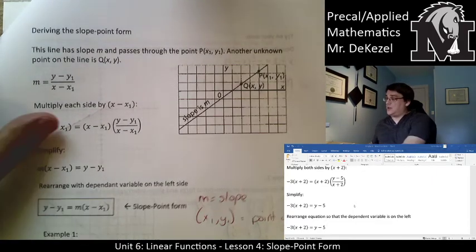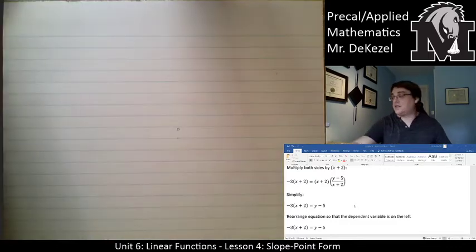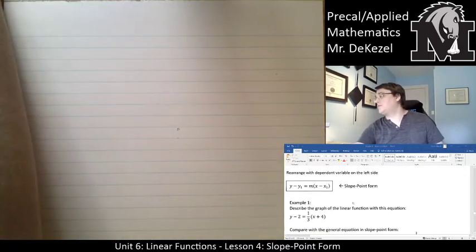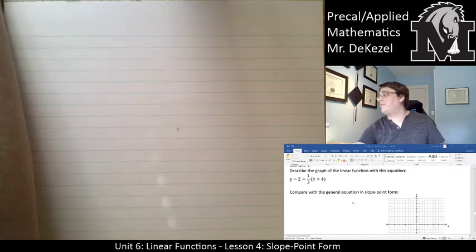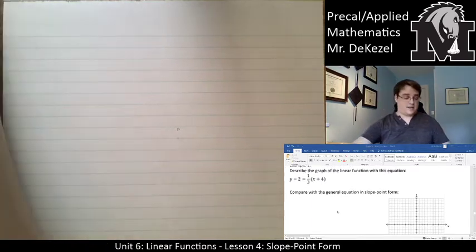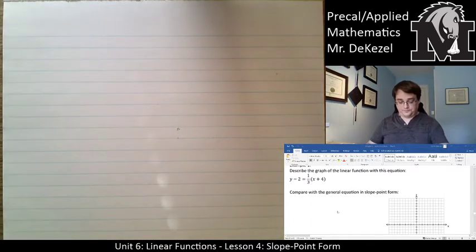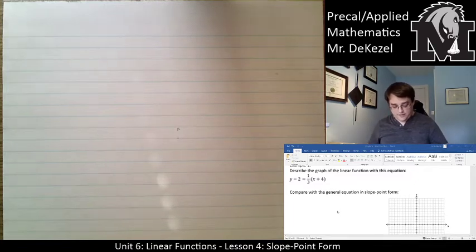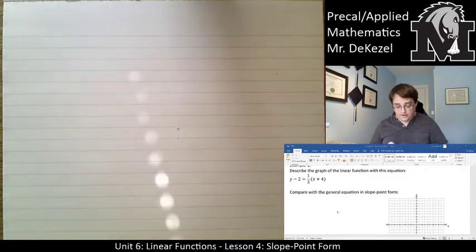So let's do an example. I've been neglecting to scroll, I apologize, but we'll scroll all the way to the example now. Okay, so the example. Describe the graph of the linear function with this equation. So what we want to do is find out what the slope and the points are that are on the graph, and then we're going to draw that graph.